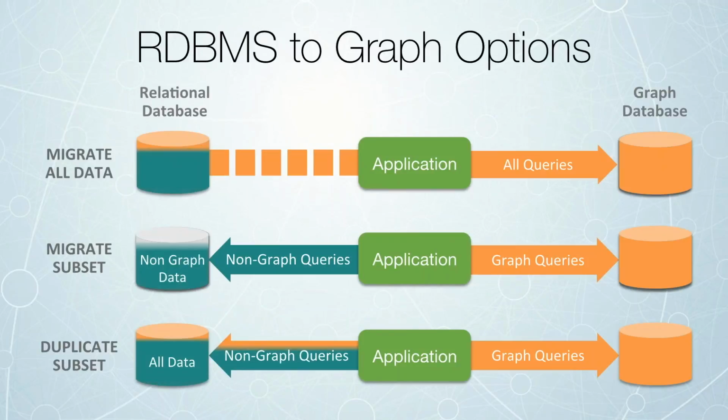So I just mentioned this, but basically you can migrate all your data over to Neo4j, which may make sense for some scenarios. You can migrate a subset, keeping your tabular data or non-graph data in your SQL database, or you can duplicate and allow the application to decide where to best query the data from.